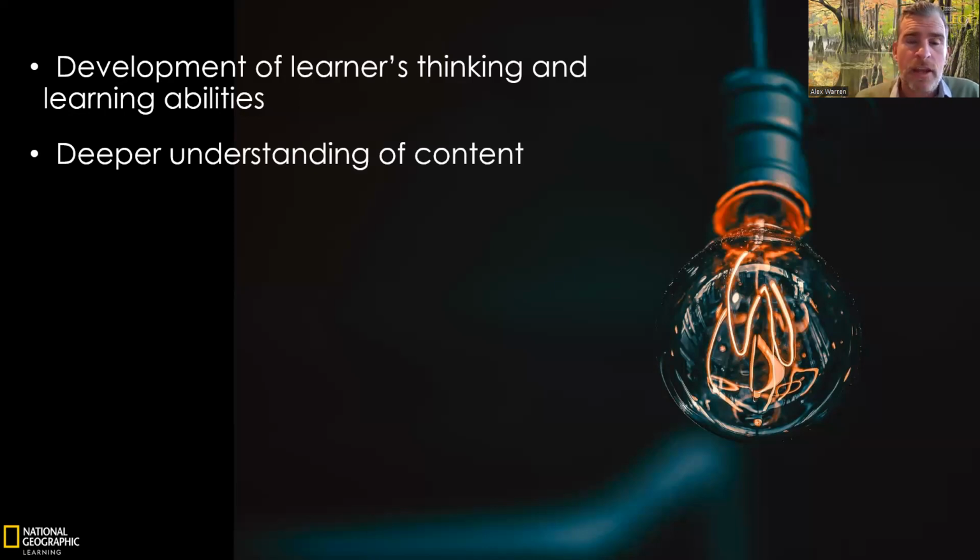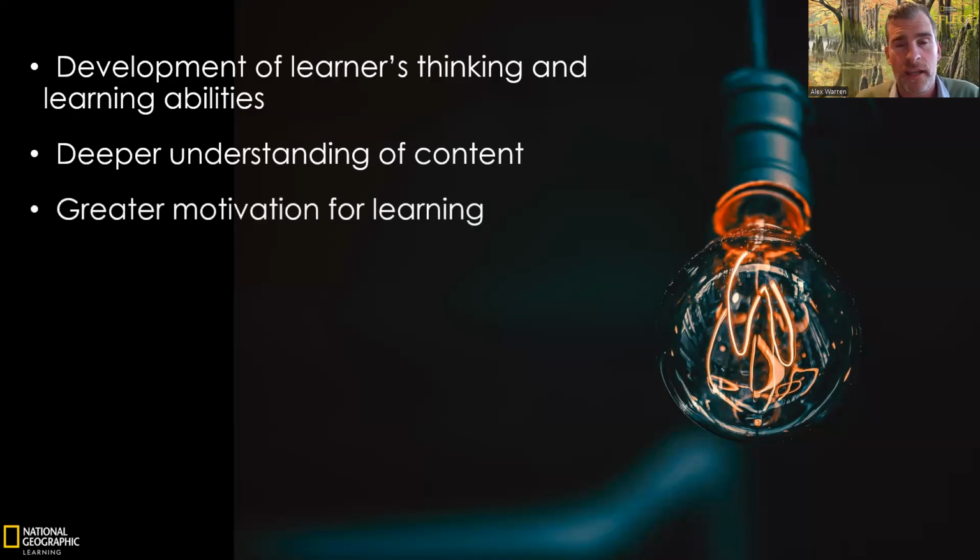That in turn creates greater motivation of learning. And if there's one thing I get asked more than any other, it's how can I motivate my learners? How can I engage them in the learning process? And the research tells us that actually, if we're including these routines in our classes, it does increase motivation. Of course, not for every student, but as a whole, they see this improvement.